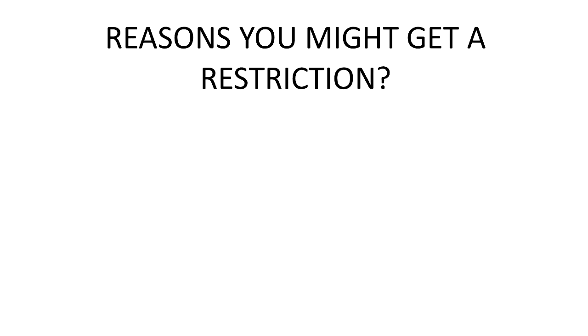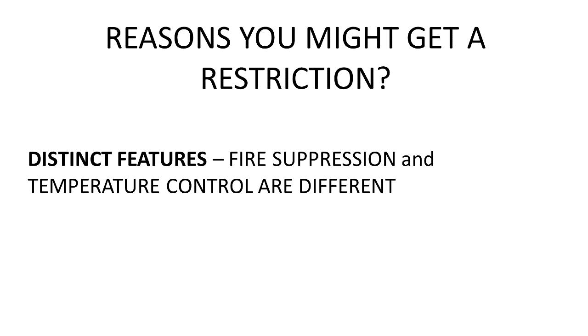Why would we even get a restriction? Well, there's two main reasons that I've seen. One is distinct features. For example, the patent office might view that fire suppression and temperature control are different features. So a lot of times that will happen. As the patent rules state, you get one invention per application. So different features are often considered to be different inventions. And we'll come back to this more in a bit.